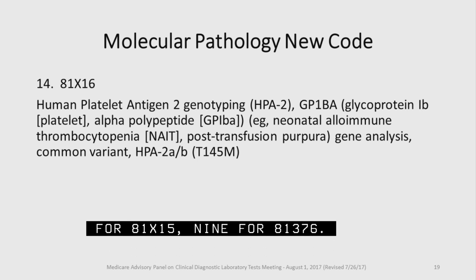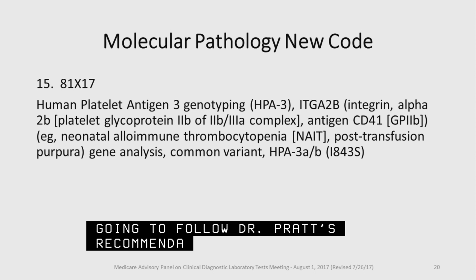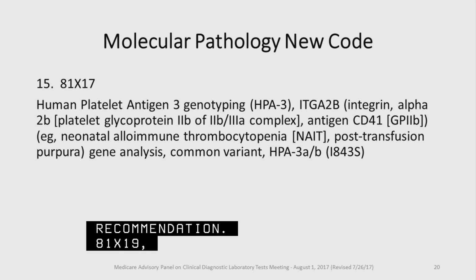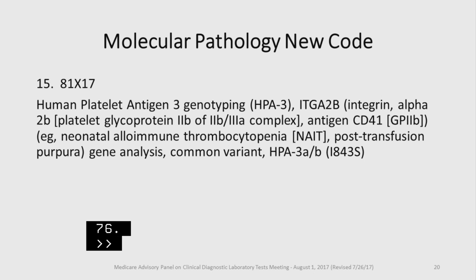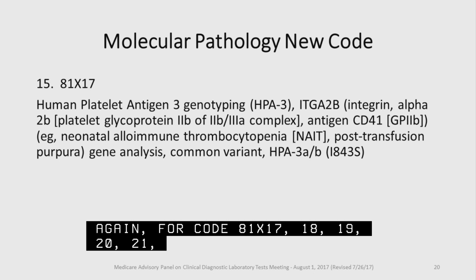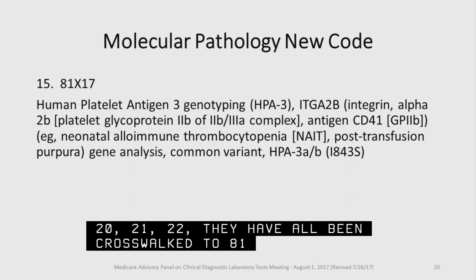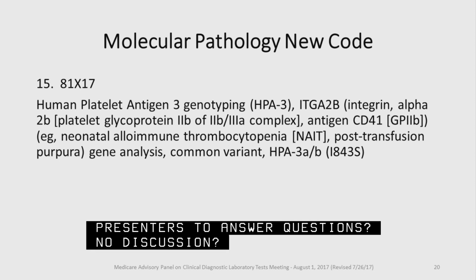For the next code, 81X17, and I'm going to follow Dr. Pratt's recommendation, 81X18, 81X19, 81X20, 81X21, all of these codes have been crosswalked to 81376. And 81X22, correct. So again, for codes 81X17, 18, 19, 20, 21, 22, they have all been crosswalked to 81376. Does the panel need the presenters to answer questions? No discussion? Okay, I guess you guys are casting your ballots.